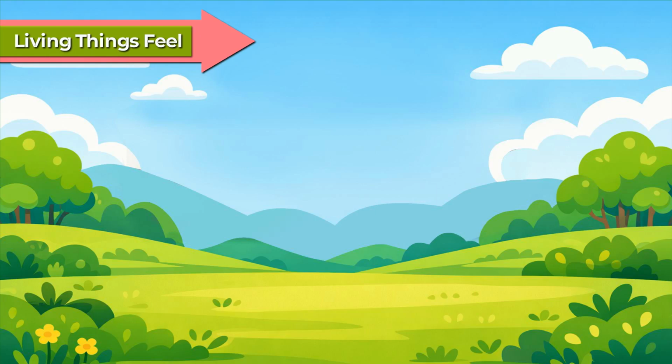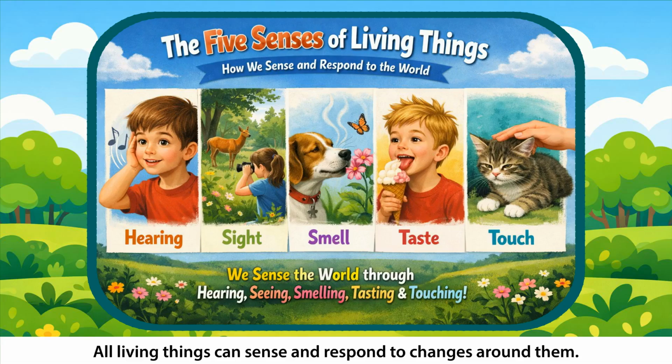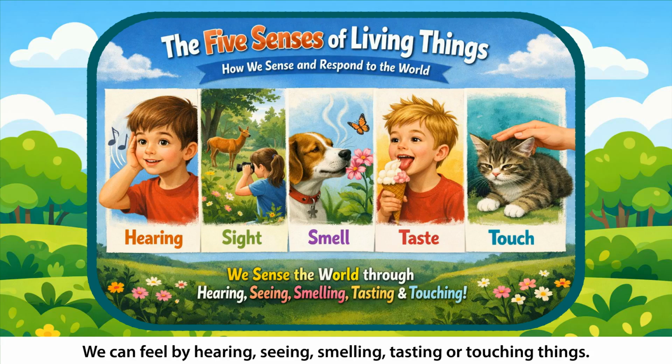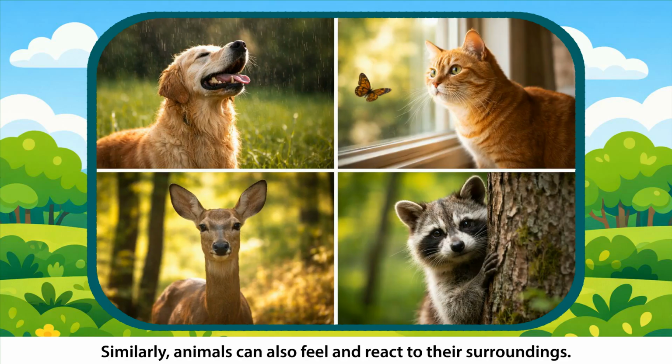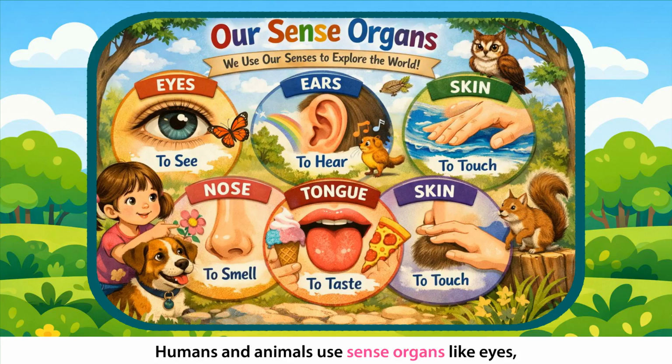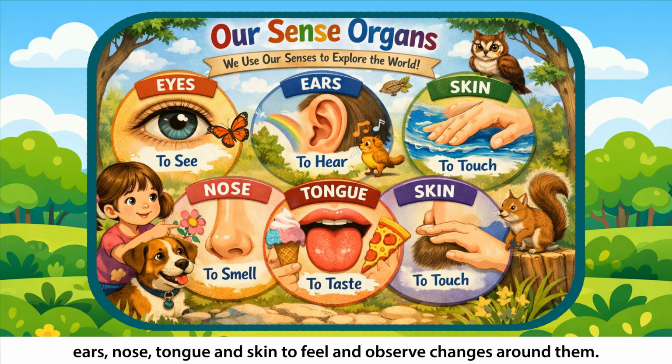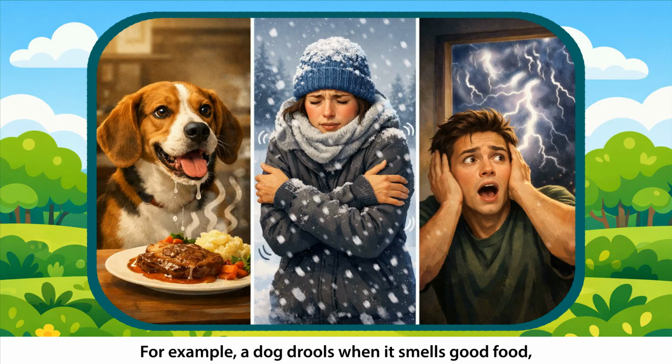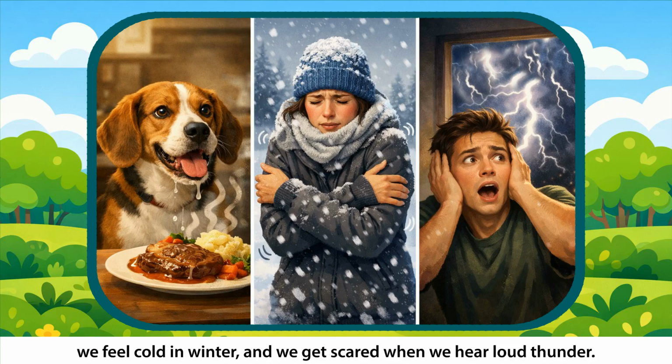Living things feel. All living things can sense and respond to changes around them. We can feel by hearing, seeing, smelling, tasting, or touching things. Similarly, animals can also feel and react to their surroundings. Humans and animals use sense organs like eyes, ears, nose, tongue, and skin to feel and observe changes around them. For example, a dog drools when it smells good food. We feel cold in winter, and we get scared when we hear loud thunder.